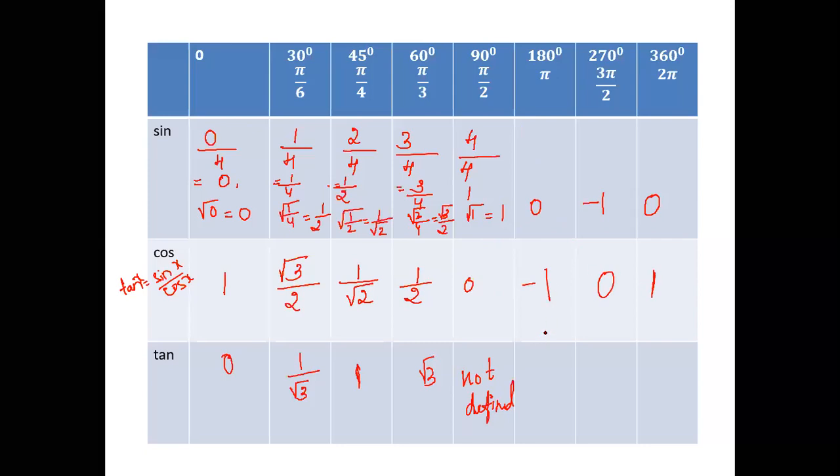Then tan, as I told you earlier, is sin by cos. 0 by -1 is 0, -1 by 0 is not defined, and then 0 by 1 is again 0. So now you know how to find sine, cos and tan functions, correct? This is a way to remember the values for sine, cos and tan at different angles. Remembering these values is very, very important. So we'll move on to the next one.